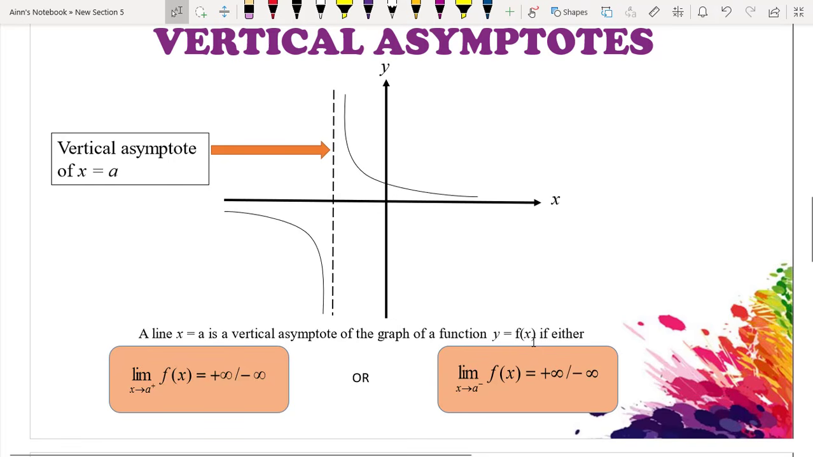y equals f(x) if either the limit of f(x) when x approaches a from the right equals positive infinity or negative infinity, or the limit of f(x) when x approaches a from the left equals positive infinity or negative infinity. So if we want to find the vertical asymptote, our answer has to be positive infinity or negative infinity.